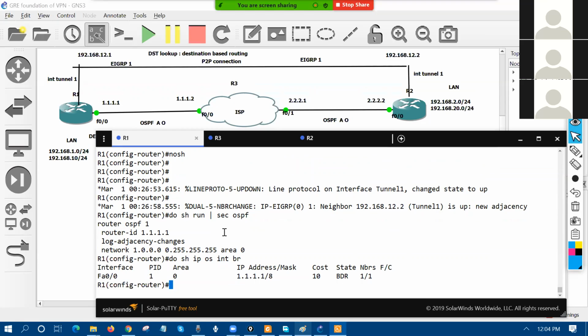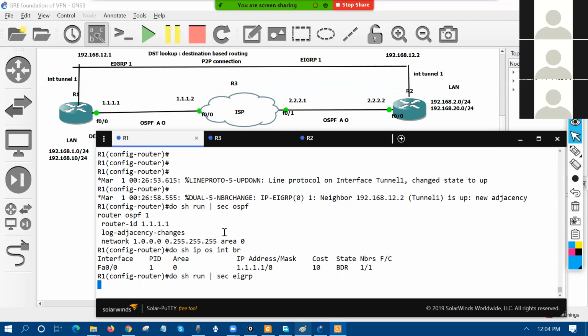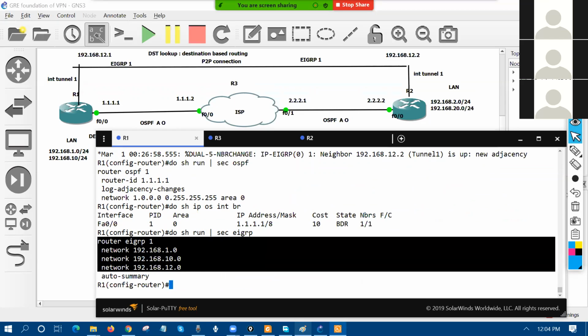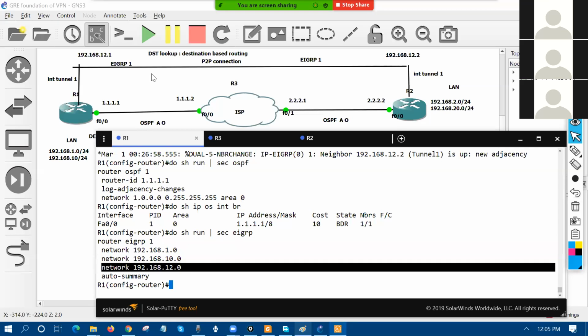Can you do a show run section eigrp also, sir? Yep. One dot zero, 10.0. And on the tunnel interface you configured 12.1 and 12.2, correct? Yeah, this one is 12.1, this one is 12.2. Okay. So once you shut ISP F0/1, even the EIGRP goes down.